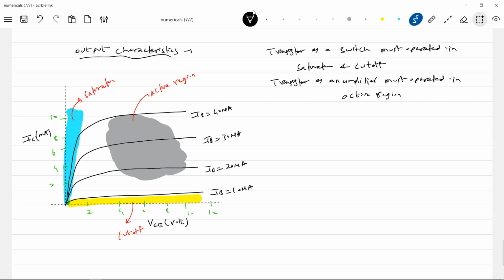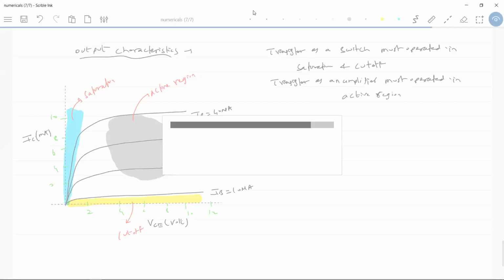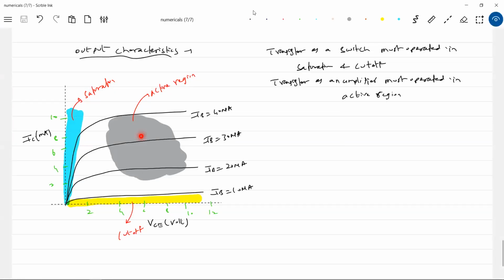You are going to decide what you are going to do with the transistor. No, sir, I want to use it as the amplifier. So operate in this region. You want to operate it as an on-off switch, operate in this region. The transistor will not decide where it will work. You are going to decide where it should be operated.